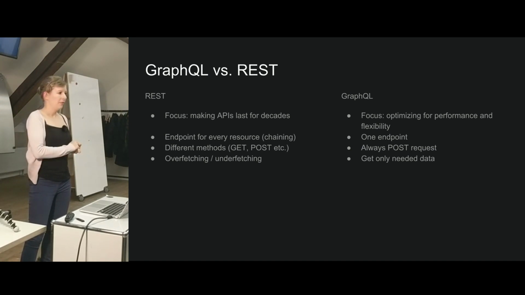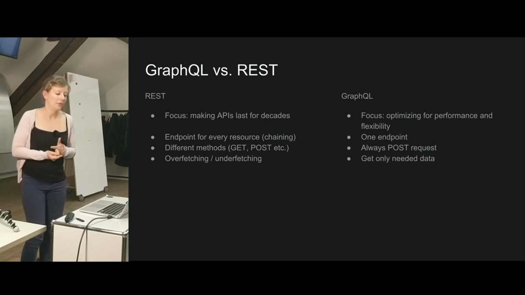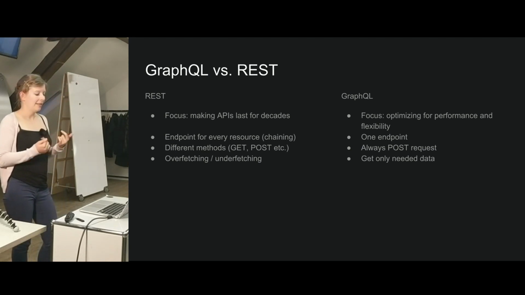Then for REST, you have the different database methods that I think most of us know, which is get, post, and delete. And in GraphQL, it's always a post request. I said this before, overfetching and underfetching. With REST, you tend to get either too much or not enough information and have to make more queries.